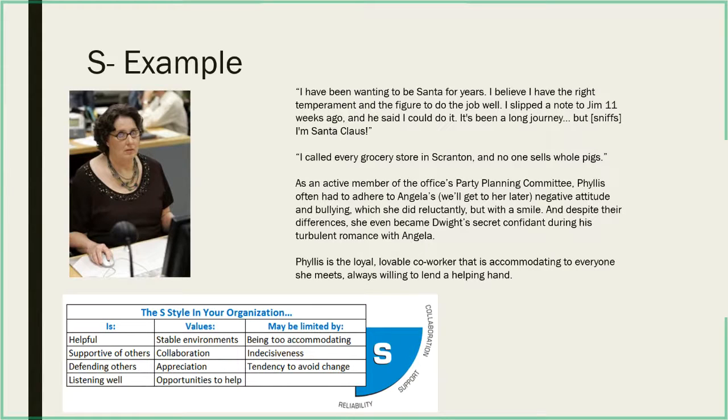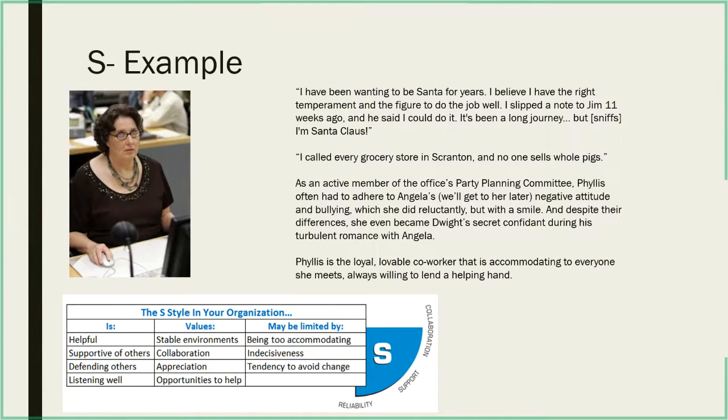She's very, very steady. And S's also seem to take things a little literally. So another example of that is she goes, "I called every grocery store in Scranton and no one sells whole pigs." So Michael, I guess, assigned her to get a pig, and that is how she took it. But she was dedicated. She never stopped. After one told her no, she called every single grocery store because she's that steady. She's helpful. She's supportive. She values collaboration and stable environments.